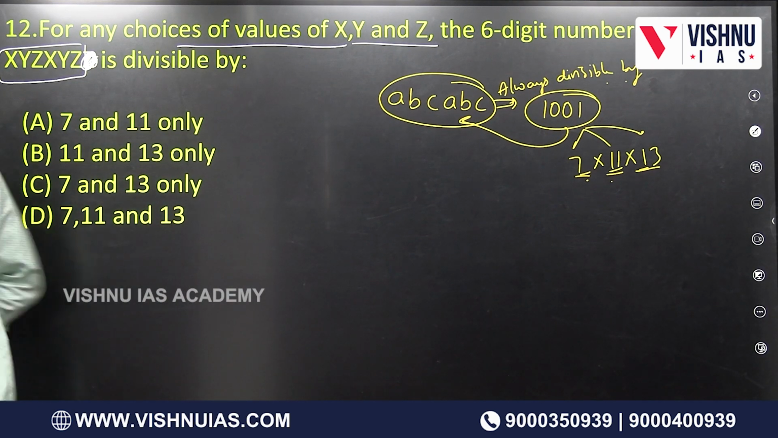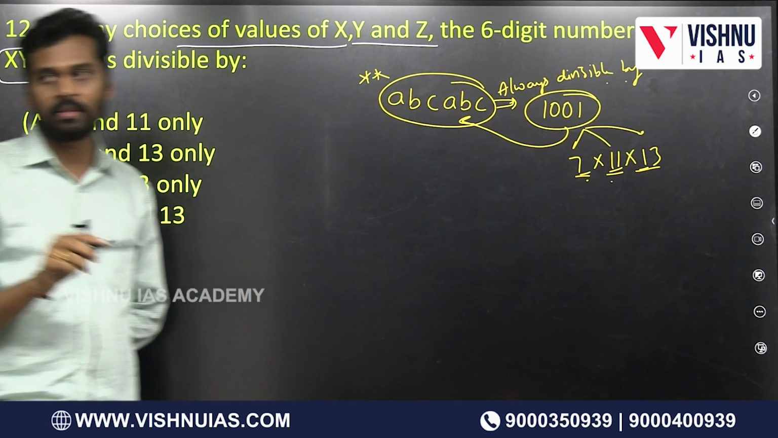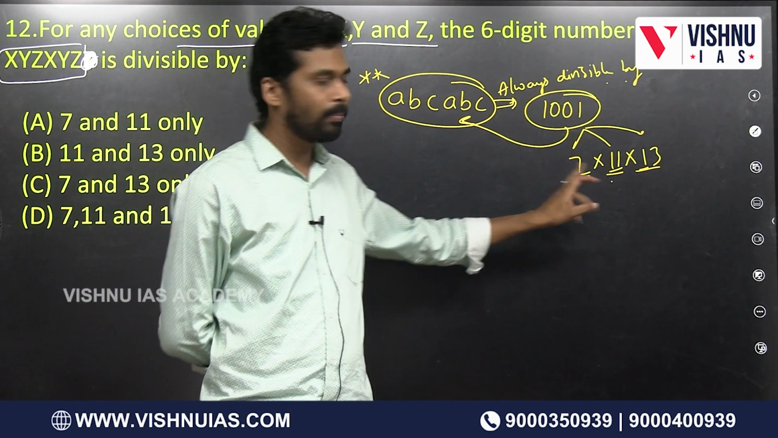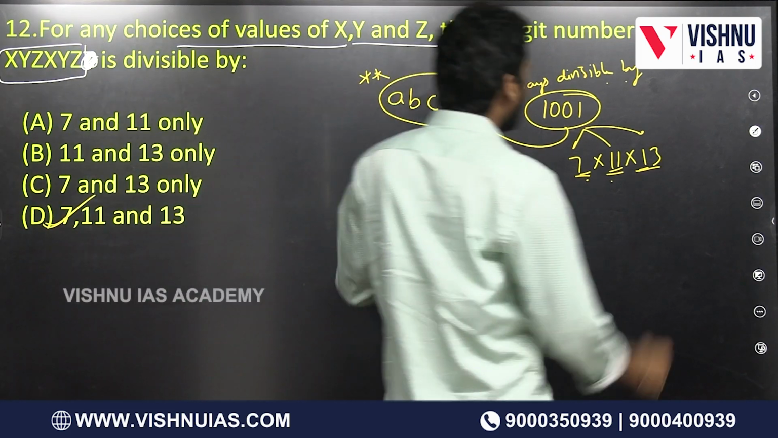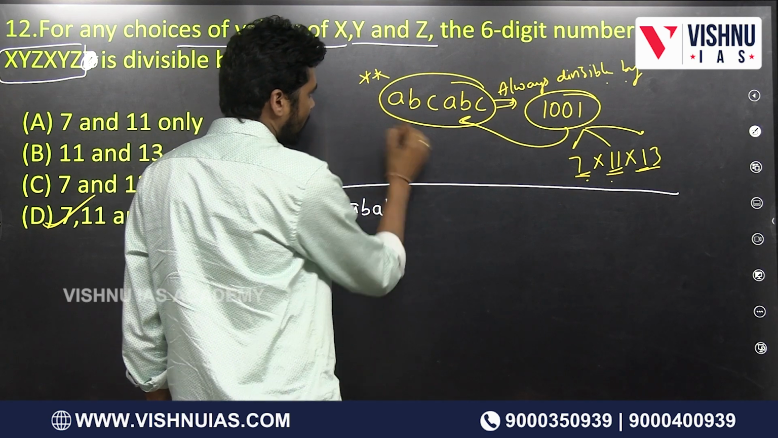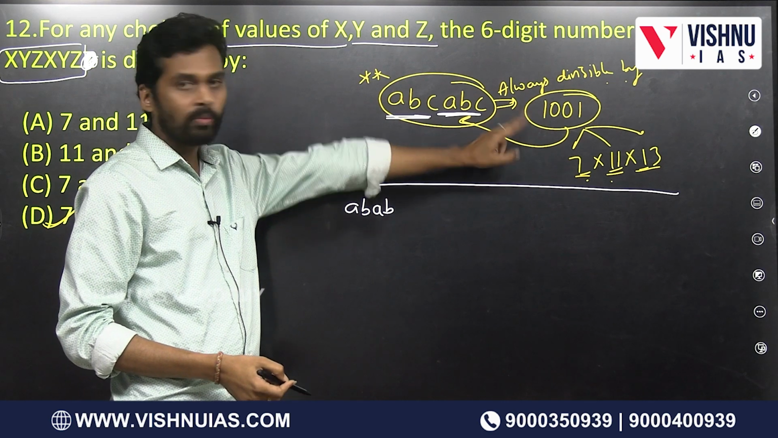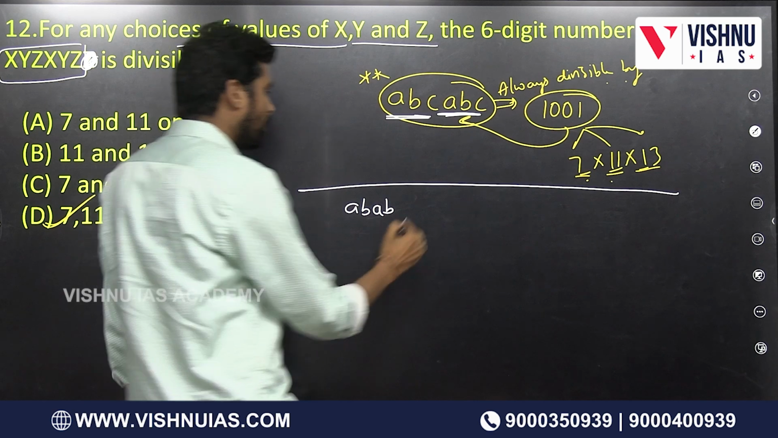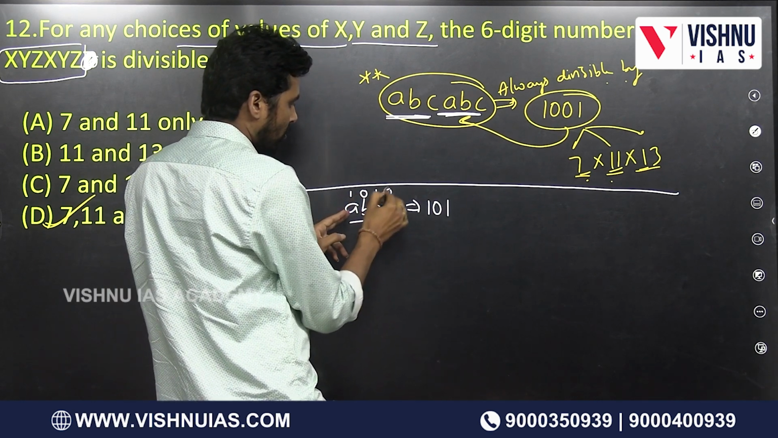So it is a very, very important point. Everyone write it: a number in the form of ABC, ABC is always divisible by 1001, which means it must be divisible by 7, 11 and 13. It's a direct question. This is when 3 digits are repeated. Similarly, when 2 digits are repeated, we take 1, 0, 1, 0, but you don't take the last digit.